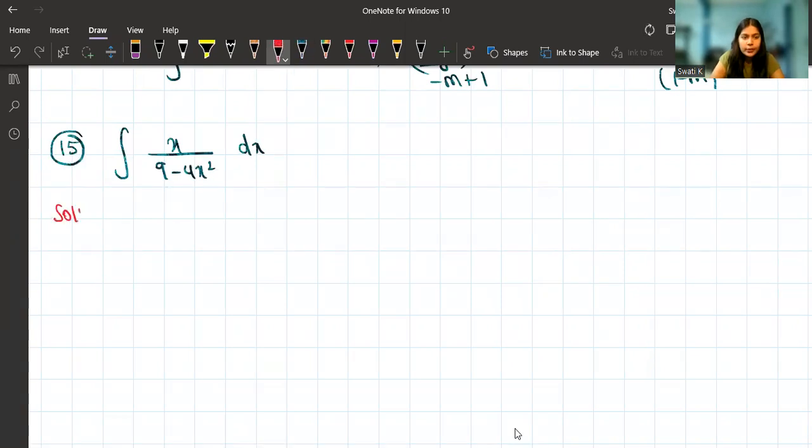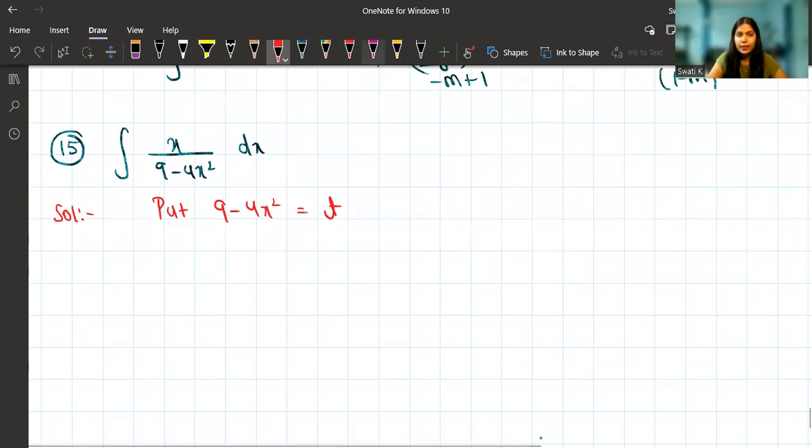So let's start with the solution. Here you need to decide what you are going to put for t. So I'm going to put here 9 minus 4x square equals t. That's a smarter way to decide which expression to put, because imagine you put just x square as t or 4 minus x square as t, then you will get something extra which is not in the integration. That will create a problem. That is why it is best to put the entire 9 minus 4x square as t.